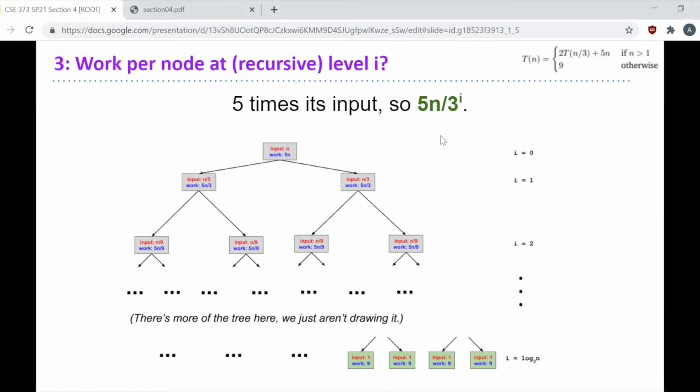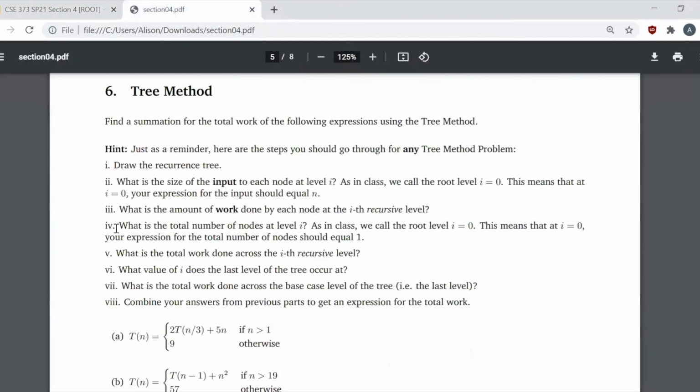Again, you could use the table method to verify your answers, or if you didn't want to think about it this way, you could totally just do the table method and then come up with that general expression. Either way works. But again, you want to make sure that you verify your expression. All right, let's move on to part 4.